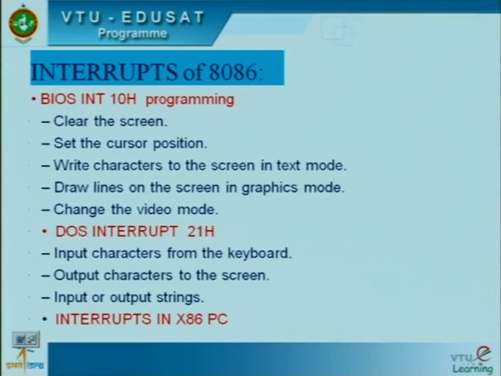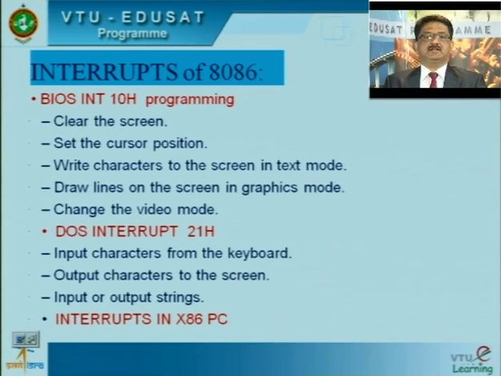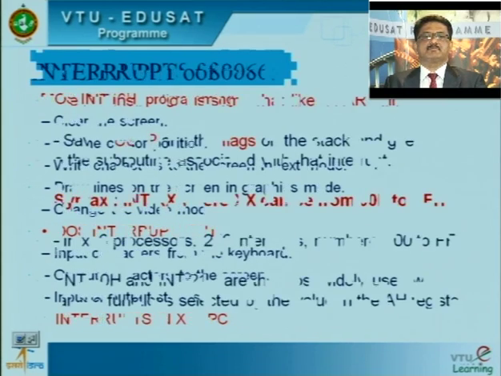Now, in this session, we will discuss in detail some of the programming aspects of BIOS Int 10H, where we try to write some code for clearing the screen, setting the cursor position, writing characters to the screen in text mode, drawing lines on the screen using graphics mode, and changing the video modes. With respect to DOS Interrupt 21H, we will have a couple of examples on inputting characters from the keyboard, it could be a single character or a string, outputting characters onto the screen, and outputting of strings. At the end, we shall wind up our discussion with interrupts in x86 PC.